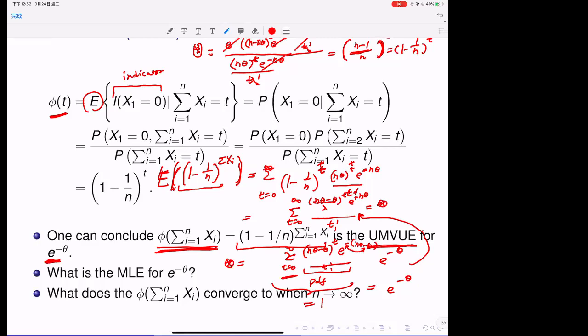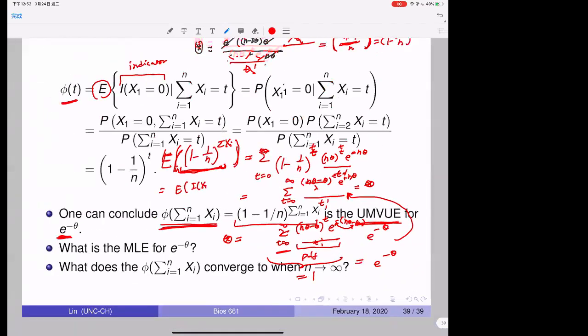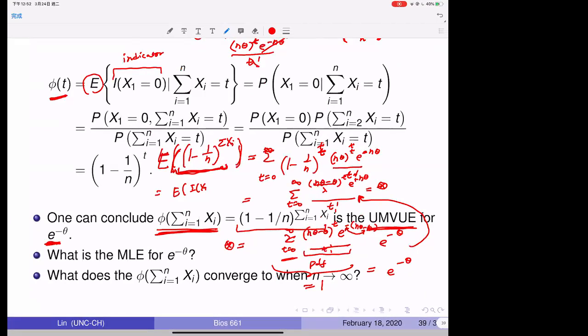You mean the whole thing right here? Yeah. The expectation. I don't see that. Is that obvious? You're saying that this equals the expectation? Yeah. Oh, indicator. Oh yeah, I understand that. You're saying that this should equal phi t, so it's automatically unbiased. Yeah. Is that what you're saying? Yeah, I know. I understand that.